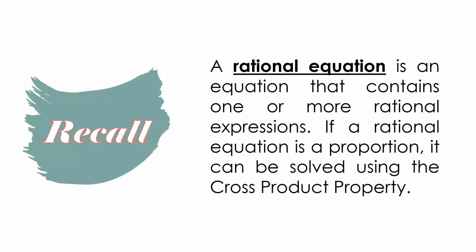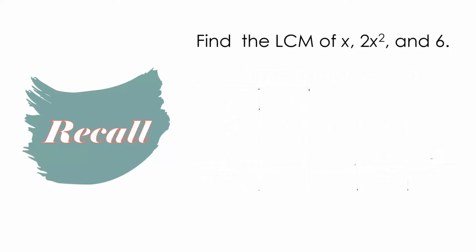Now, if the rational equation is in the form of a proportion, then we can solve it using the cross product property. It is also better that we recall the concept of the LCM, or the least common multiple. So for a review, find the LCM of x, 2x squared, and 6.